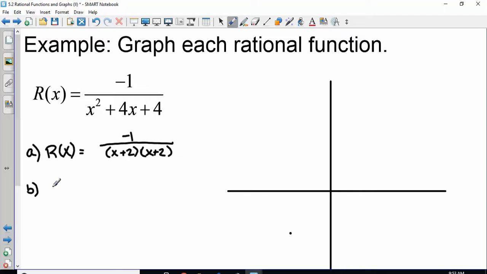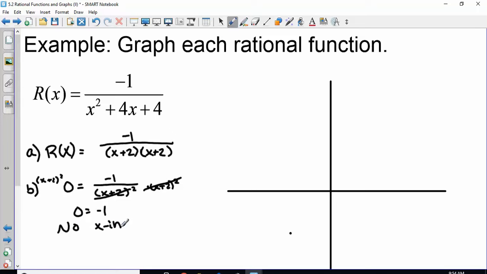Then I asked you to find an x-intercept. How do we do that? Y equals 0. Y is what this is equal to. So it's just like setting the whole thing equal to 0. But what would you do at this point to solve it? You would multiply the denominator over, right? What's 0 times anything? 0. So we get 0 equals -1. Does that work? So there is no x-intercept here.